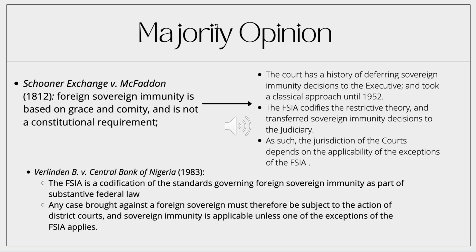The majority opinion of the court ruled that the FSIA does apply retroactively, both before 1976 and before the restrictive theory was adopted in the U.S. They cited various cases to prove their point. They revealed that foreign sovereign immunity is based on grace and is not a constitutional requirement. They said that although the court has a history of deferring sovereign immunity decisions to the executive, the FSIA codifies the restrictive theory and it transfers sovereign immunity decisions to the judiciary. As such, any case brought forth against a foreign sovereign must be subject to the action of the courts, and foreign sovereign immunity is applicable unless one of the exceptions of the FSIA applies.